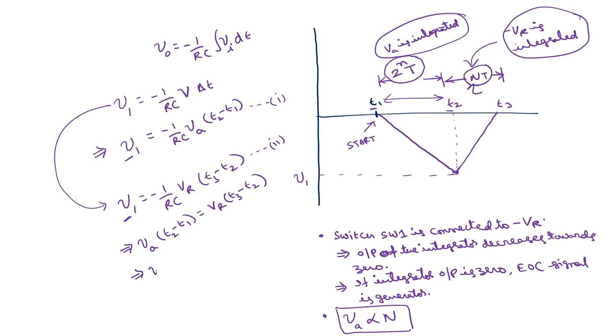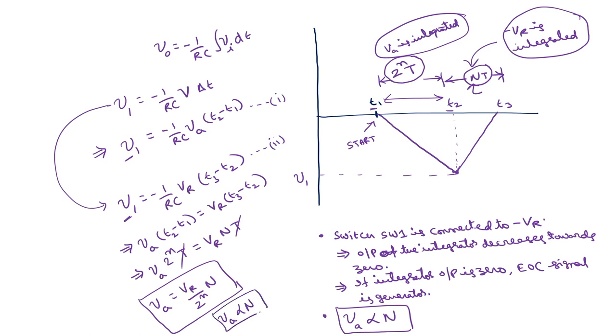So this implies VA times 2 raised to the power of n into T is equal to VR into N into T. So T gets cancelled. So VA is equal to VR by 2 raised to the power of n, into N. So 2 raised to the power of n is constant, VR is constant, so VA is directly proportional to N. Whatever the count over which this VR is integrated is proportional to the given analog voltage. This is the operation of this integrating type ADC. This is more accurate and will be used in digital multimeters.